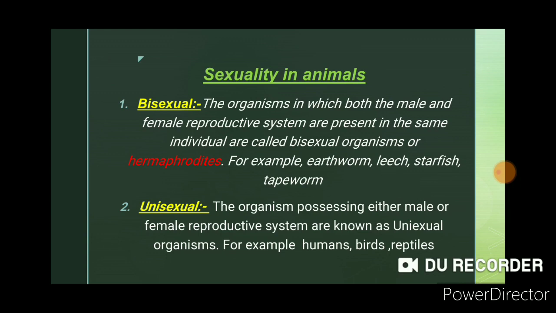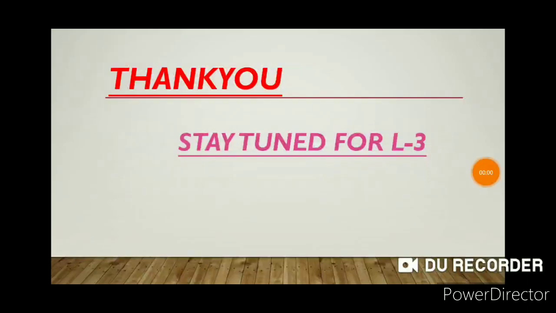Next is unisexual. Uni means single, so unisexual means single sex, and bisexual, bi means two, means both sexes present. Unisexual means the organism possesses either a male or a female reproductive system. They are known as unisexual organisms. Examples: humans, several birds, reptiles, etc.